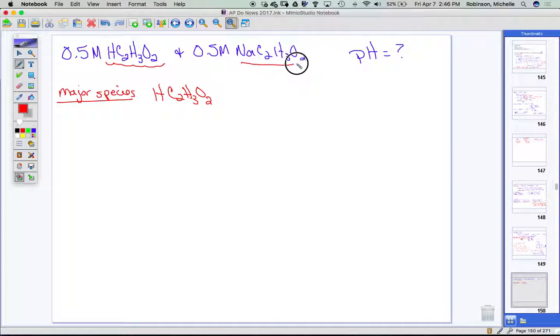What about this one? Dissociates completely because it's an ionic compound. And then what else is left? Water. Okay, which one's going to dictate the pH? It should be, and it will get more obvious to you, that since this part matches this, this is a buffer problem.